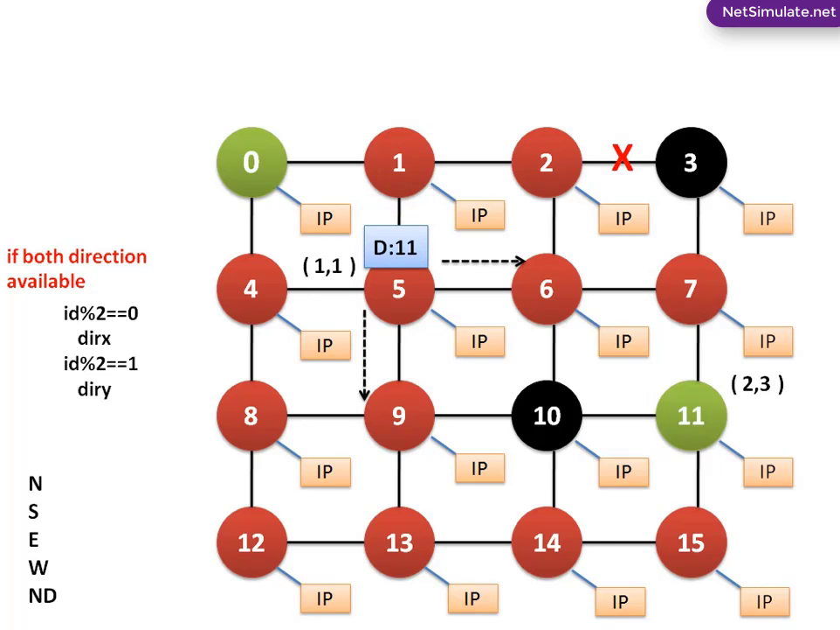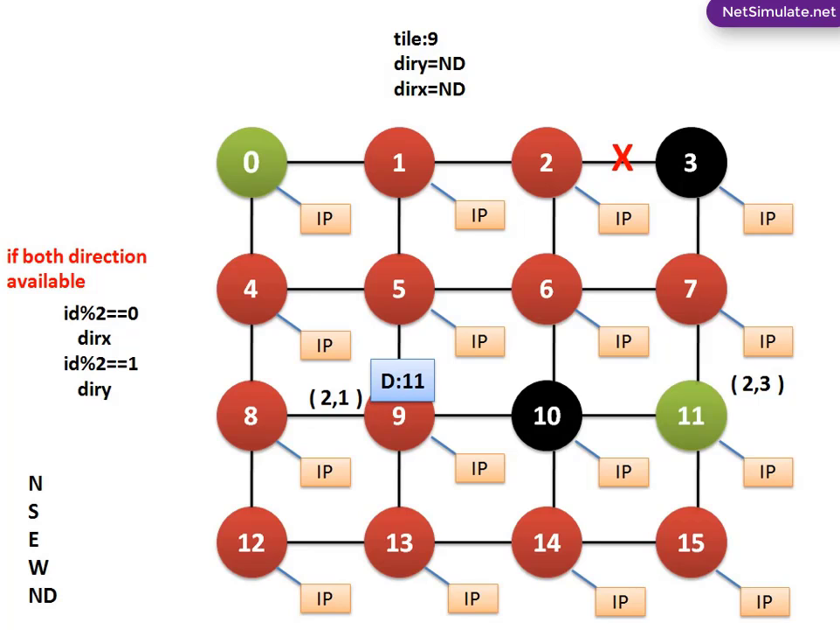5 also compare its xy coordinate with destination xy coordinate, and it will also detect two possible directions are there. Now this code will be executed, id is 5, so second condition will be true, so it will opt direction in y axis, so packet will be delivered here.